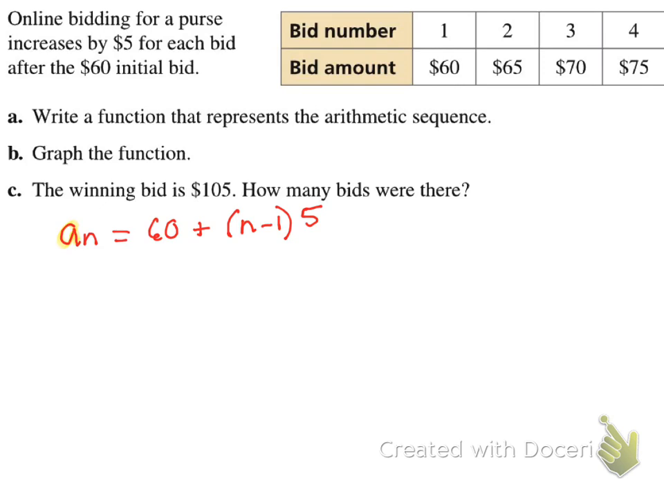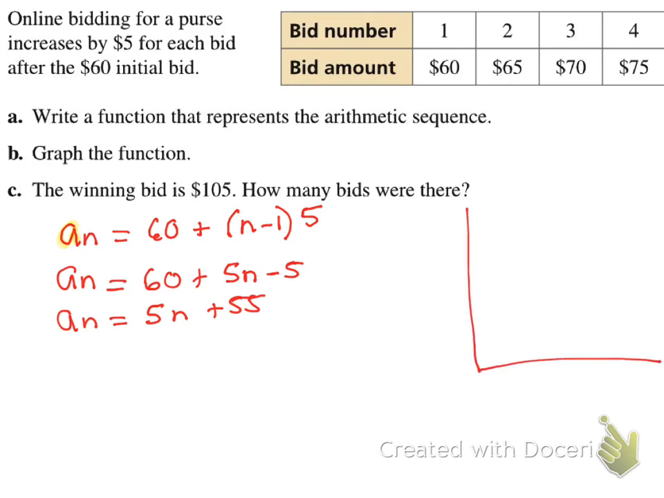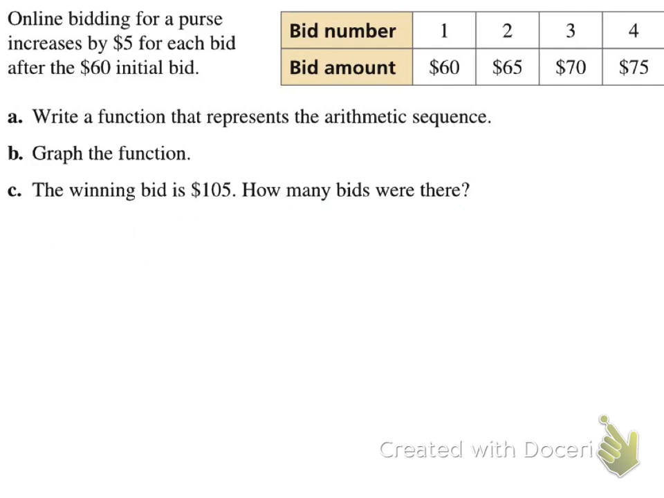Now I'm going to write a sub n equals 60 plus 5n minus 5. So what does that simplify to, guys? A sub n equals 5n plus 55. Okay, and now it says, so there's the function. Then we have to graph it. You guys with me? Yeah. I'm going to put the graph up.